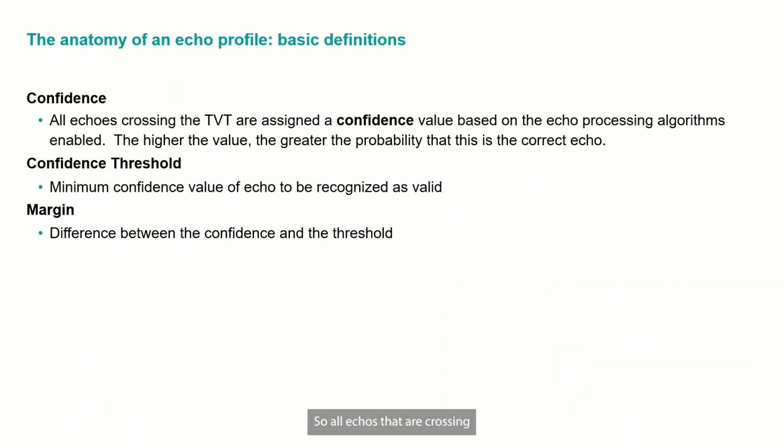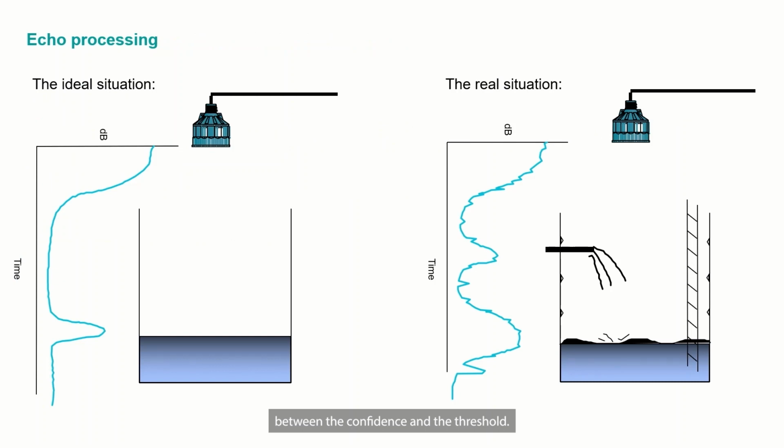Confidence value: all echoes that are crossing the TVT are assigned a confidence value based on our echo processing algorithms, and the higher the value, the greater the probability that that is the correct echo. Confidence threshold is a minimum value for an echo to be recognized as valid, and our margin is the difference between the confidence and the threshold.